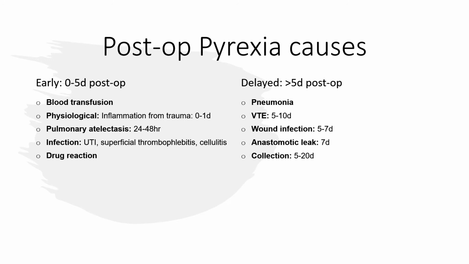All right, post-op pyrexia. This is where we're getting to some of our more general presentations. With post-op pyrexia, you always want to think of when they're happening. If it's early on, you want to think of things that we've talked about in terms of pulmonary atelectasis or infection, but you always want to think of things such as blood transfusion and drug reaction. If you're giving them something that's foreign, there's always a chance that they're going to react to it. And delayed-wise, you can always think of things such as pneumonia, anastomotic leak, wound infection, so on and so forth.